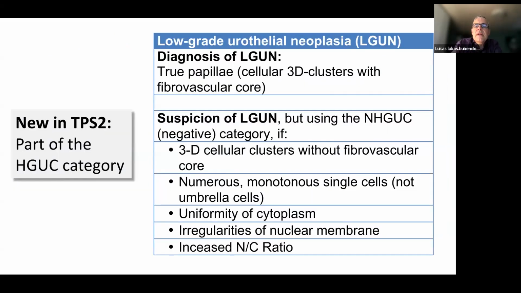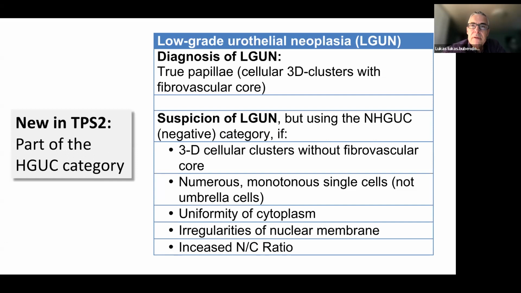It depends a little bit on your temperament probably and on your daily mood. Well, low-grade urothelial neoplasia, I listed it here as it was listed in the TPS1 system. It's not a category anymore in the TPS2 because it has been incorporated in the negative for high-grade urothelial carcinoma category. Because a low-grade urothelial neoplasia is negative for high grade. Everyone will agree about that.